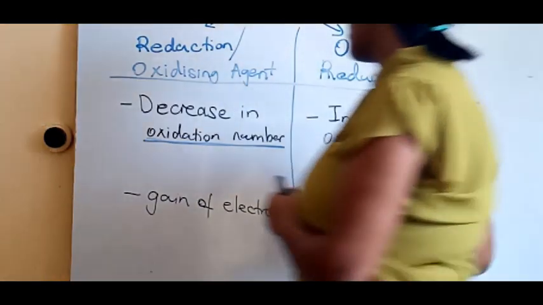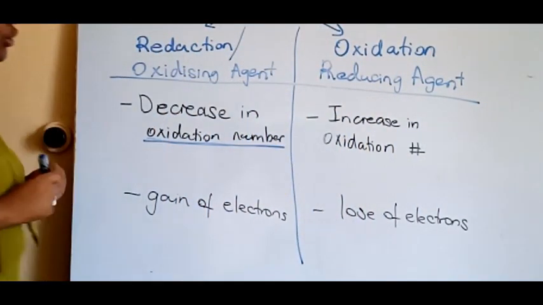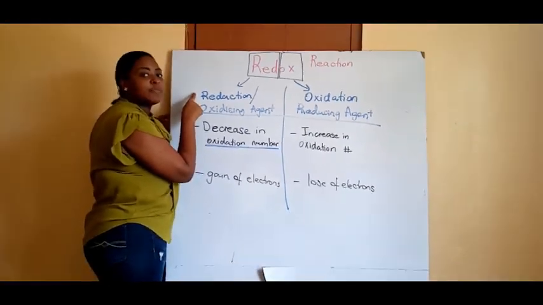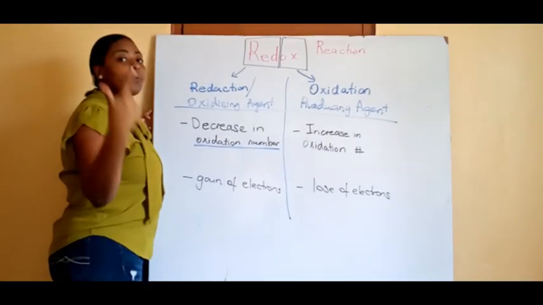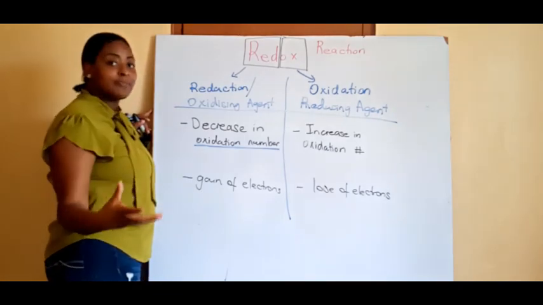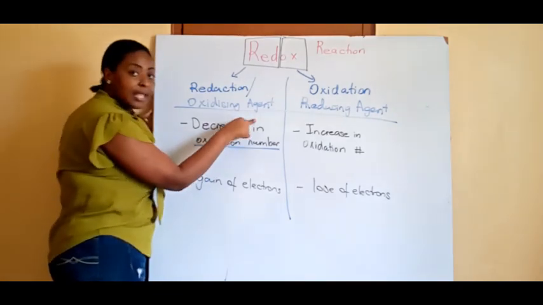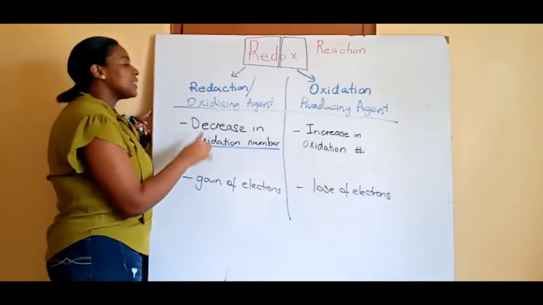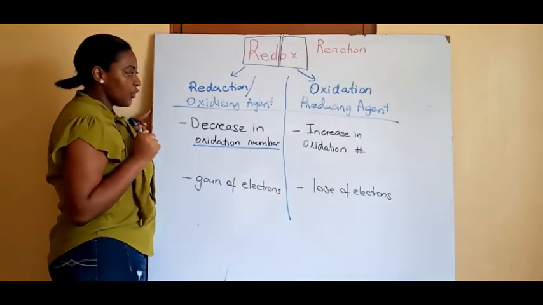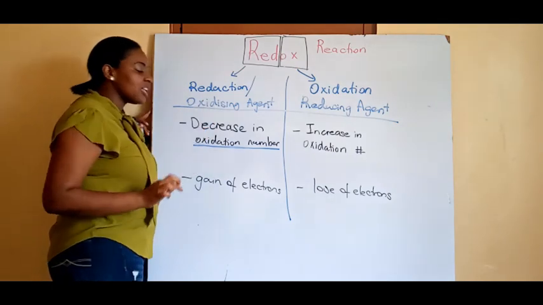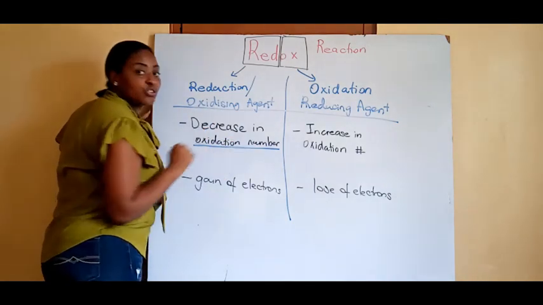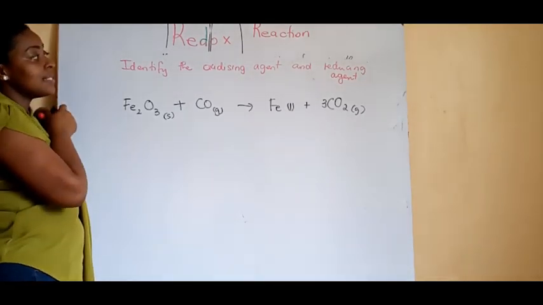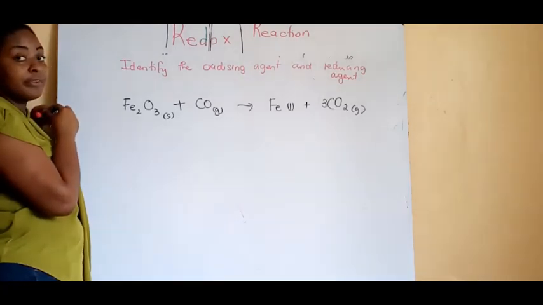When we speak about the oxidizing agent, the oxidizing agent is the substance that has been reduced. It underwent reduction. What do we mean by that? It is the substance or the chemical or the element which is going to decrease in oxidation number. The oxidizing agents will gain electrons. Alright, so in this question it says identify the oxidizing agent and the reducing agent.